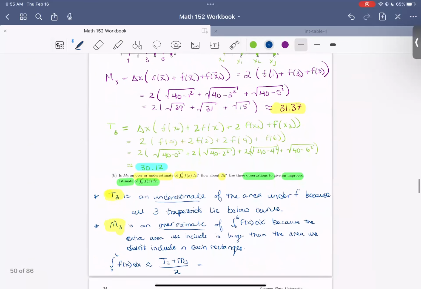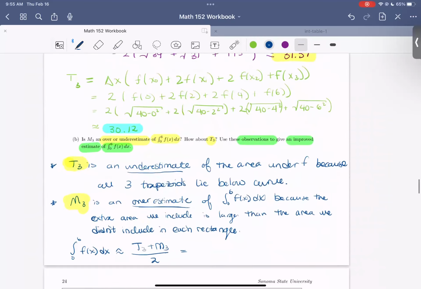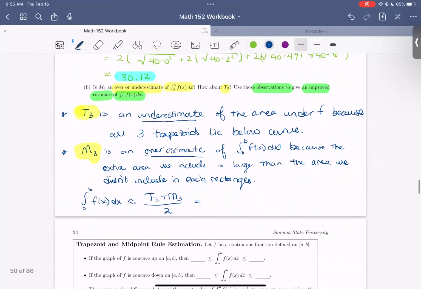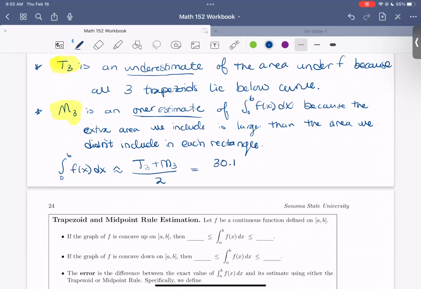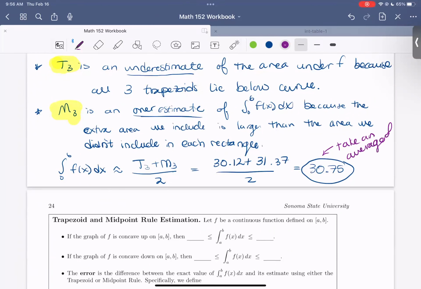So let's recall we have T3 coming in at 30.12, M3 rather, coming in at 31.37, divided by 2, which gives us 30.75. And again, that's because we took an average of the over and under estimates.